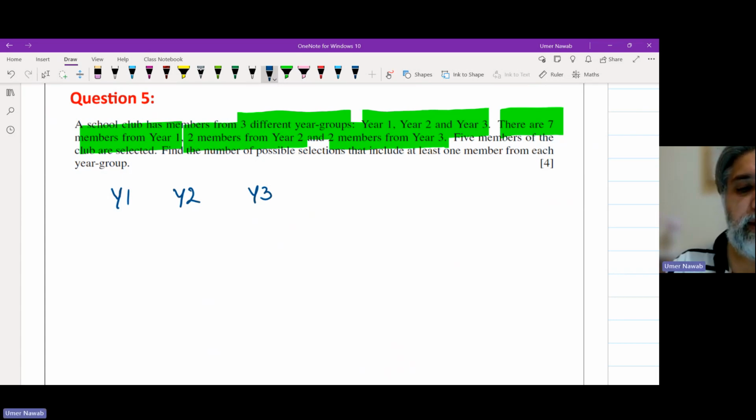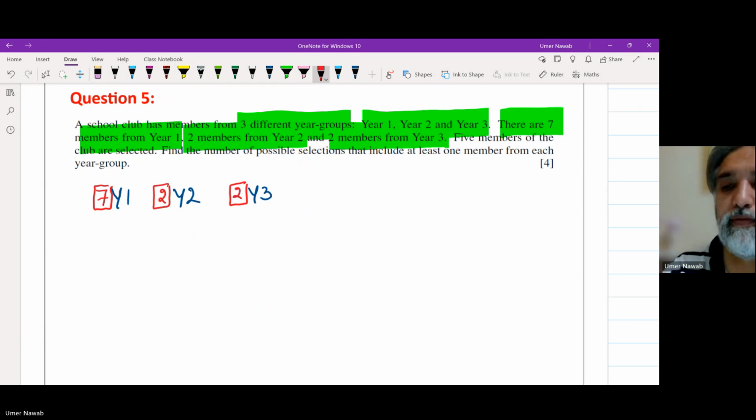Clear? So we have 7 for Year 1, 2 for Year 2, and 2 members from Year 3. 5 members of the club are selected. So a total of 5 people are going to be selected. Find the number of possible selections that include at least 1 member from each year.